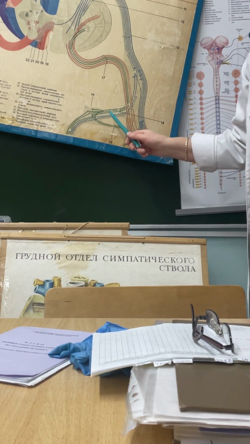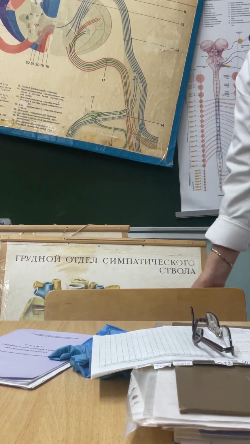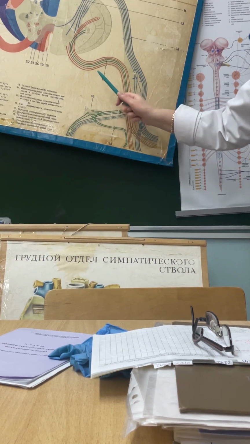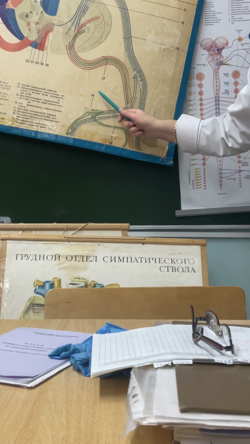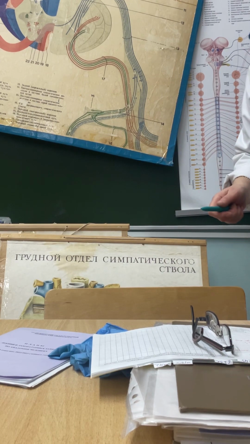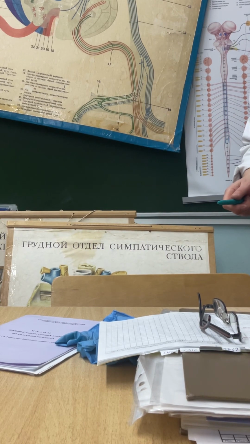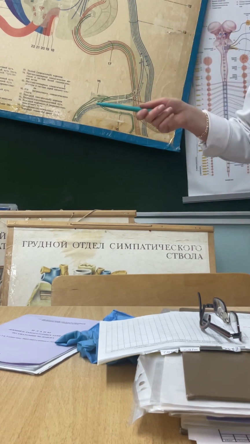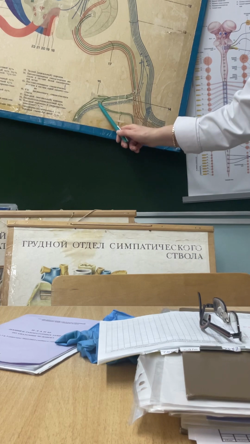Because they are preganglionic, and preganglionic fibers in the autonomic nervous system are myelinated, while postganglionic are unmyelinated. Myelinated fibers have white color. Postganglionic unmyelinated fibers don't have a myelin sheath. In the somatic nervous system we have myelinated fibers all the time. So preganglionic, white rami communicantes connect the spinal nerve to the sympathetic trunk.